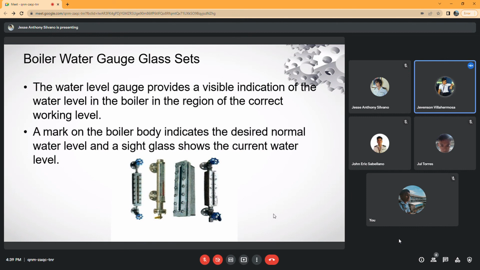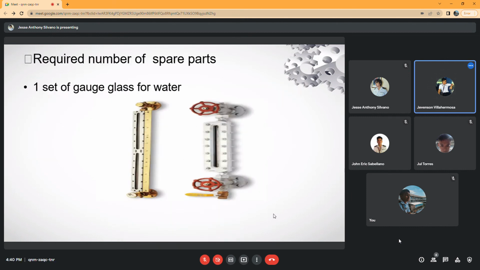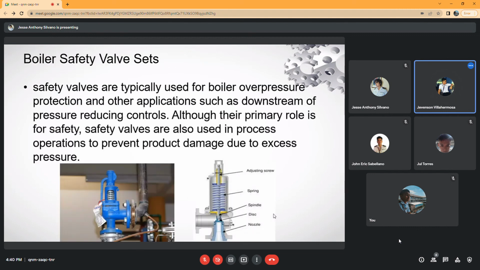Next slide. For the required number of spare parts: one set of gauge glass for water. So this is the gauge glass for water. Next. So next reporter, please.